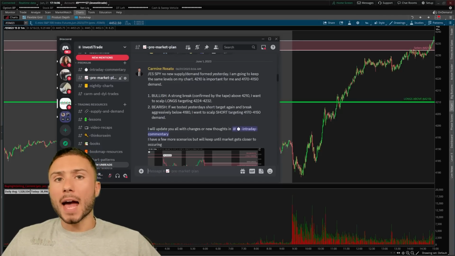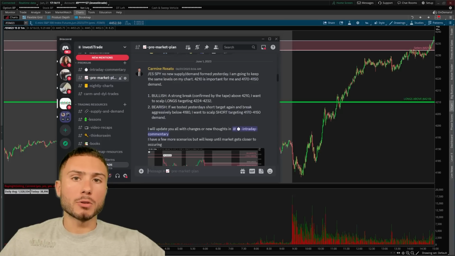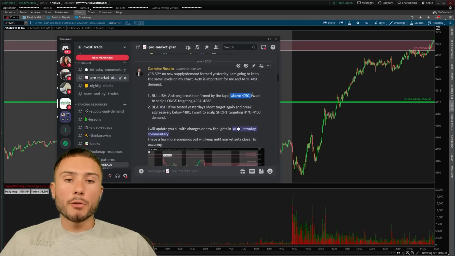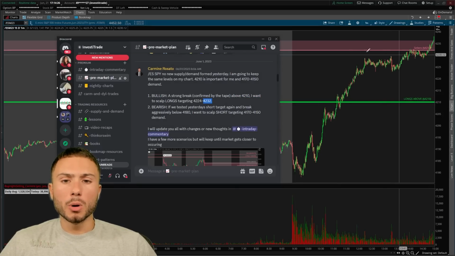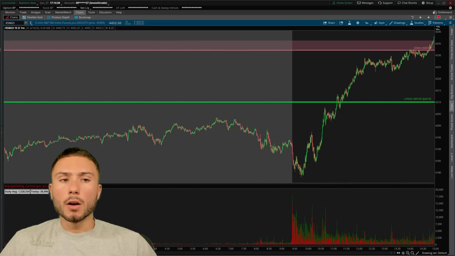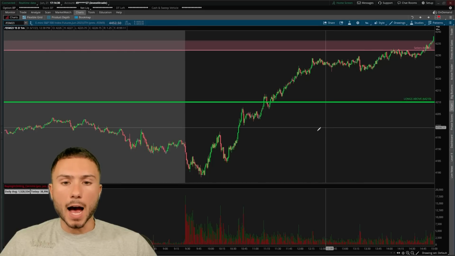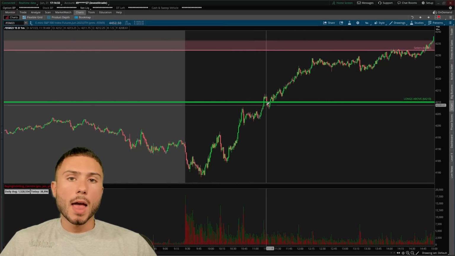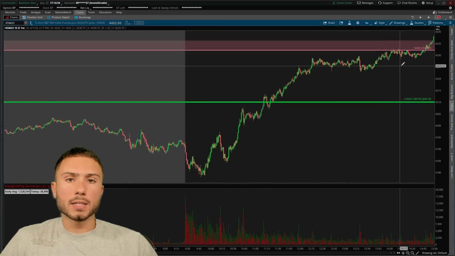And you could also flip that to the short side if you're talking about support and you want to short a break below support. So this one was a break above 4210, which is this green line, to target 4232 or even 4244 for a very, very quick scalp to the upside. The market breaks this level, and now I'm going to show you the tape targeting that supply zone above.